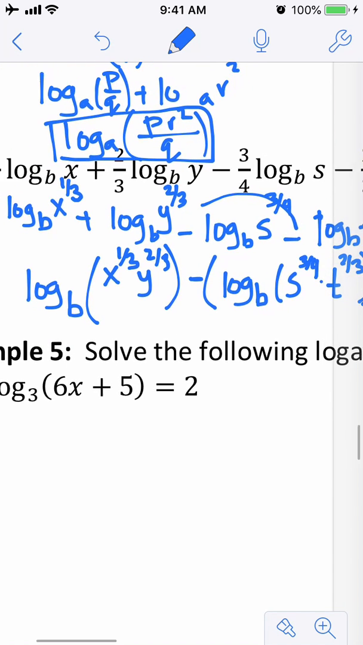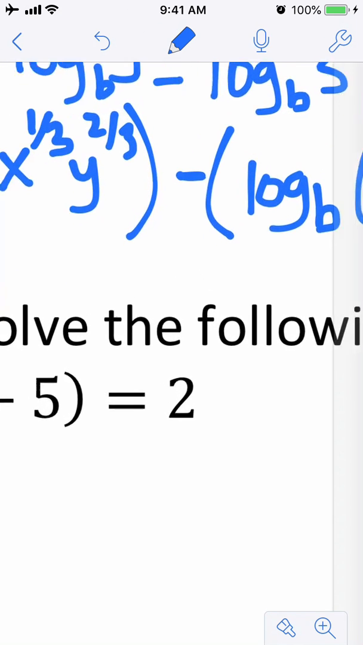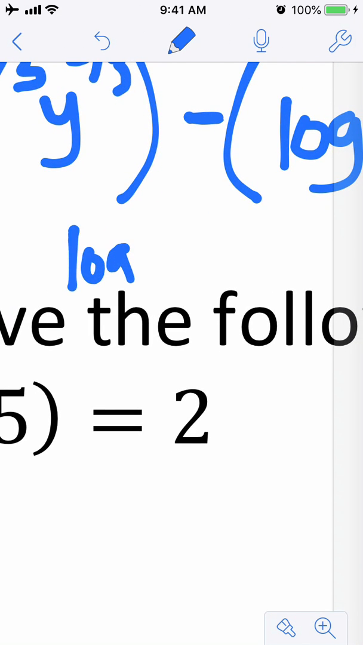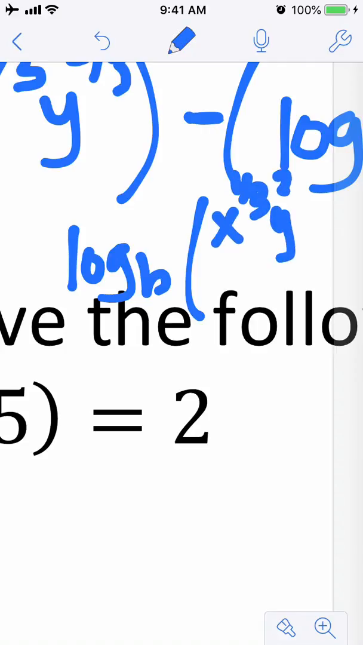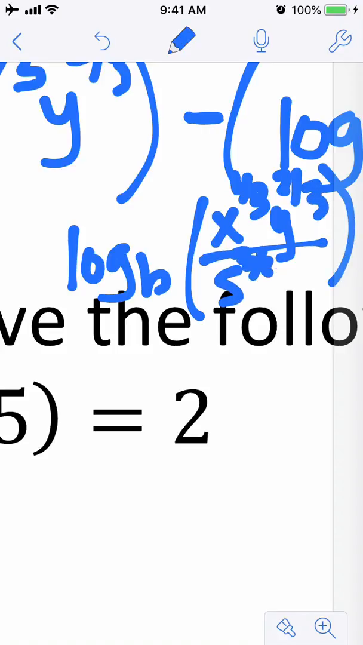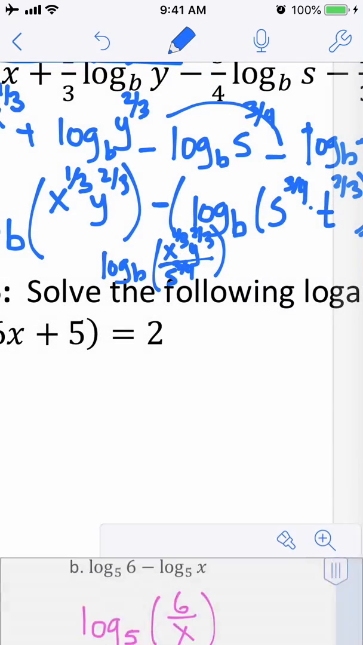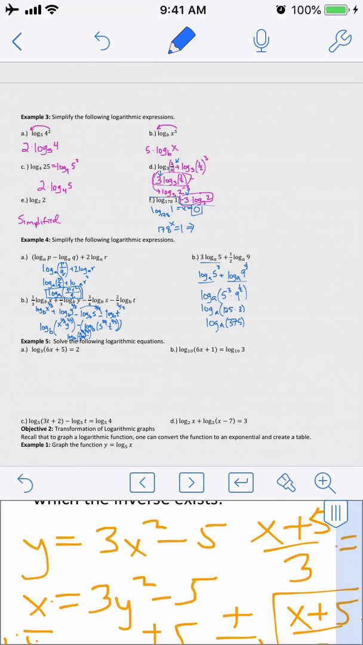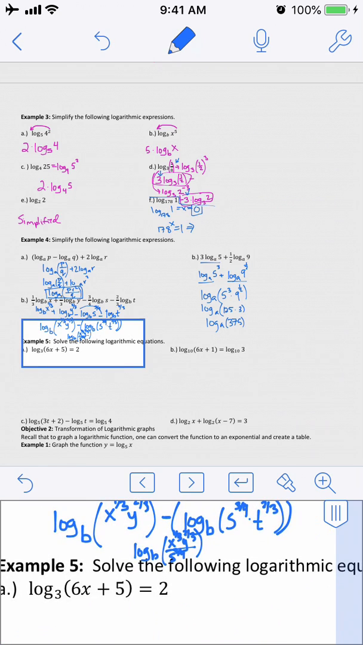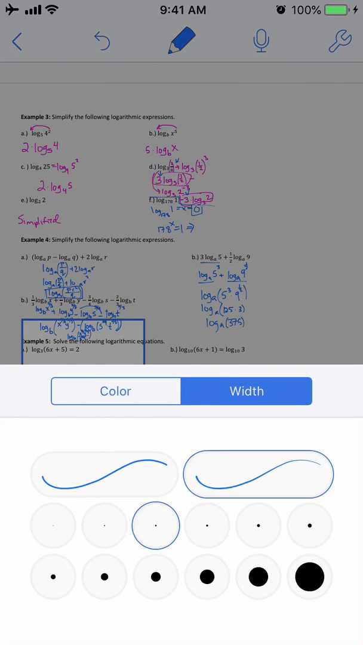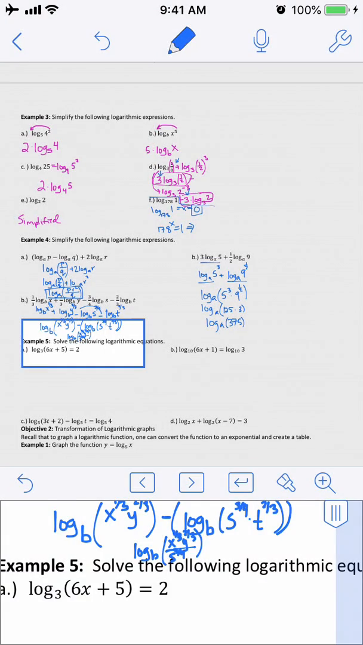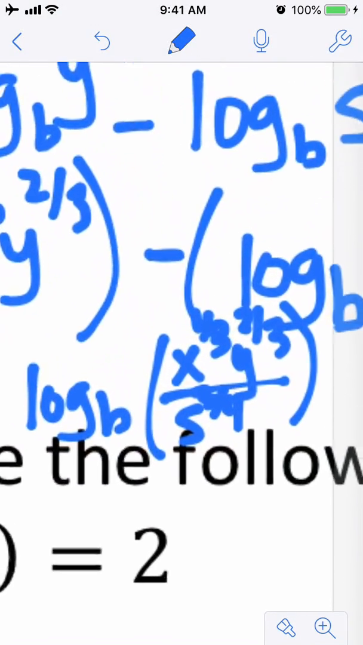All right, so then last but not least, I'm going to try and write this as small as I can. This is a quotient rule, so I end up with log b, x and y on top, x to the 1/3, y to the 2/3, over s to the 3/4. Oh goodness, okay, that's not going to work. It's way too thick. Let me change my pen setting real fast. Change it to like microscopic. Okay.